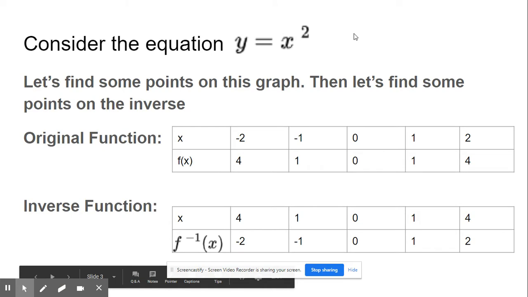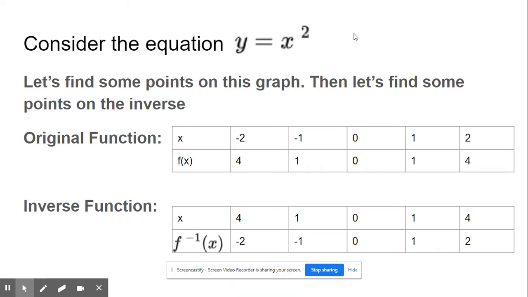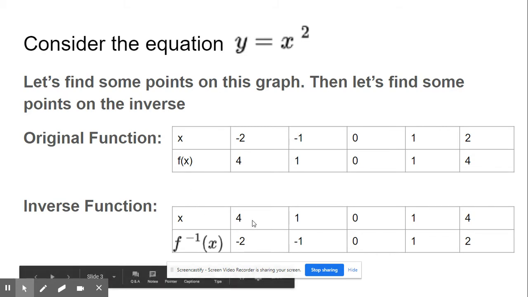Let's consider the equation y equals x squared, and we can see some of the points on the original function. And then, as we studied in Unit 1, Topic 1, on the inverse function, you're going to flip essentially the x and the y.